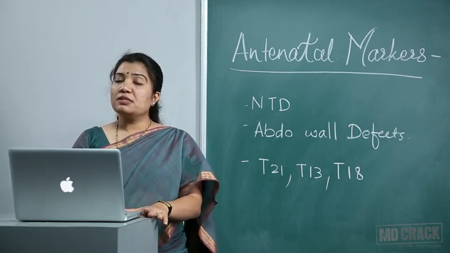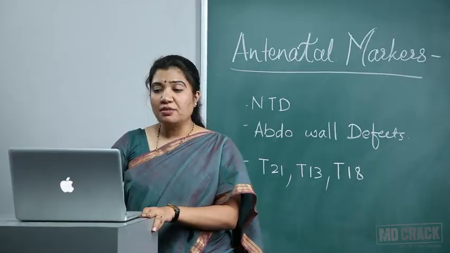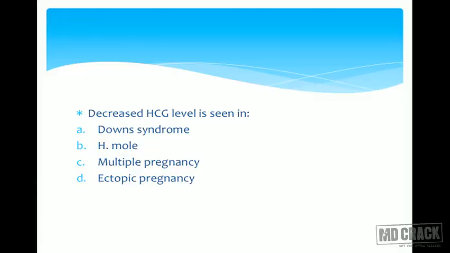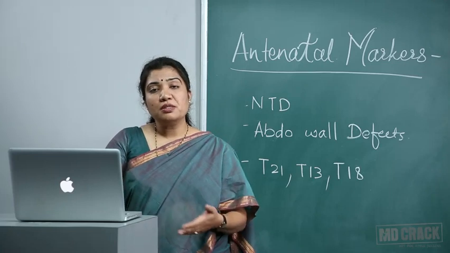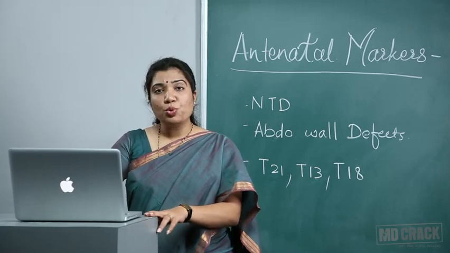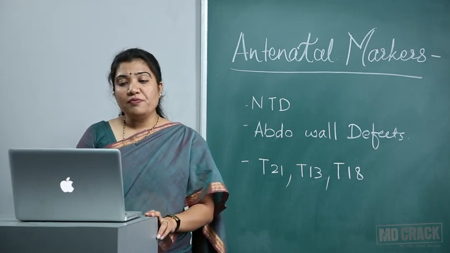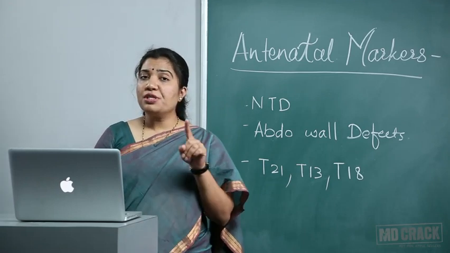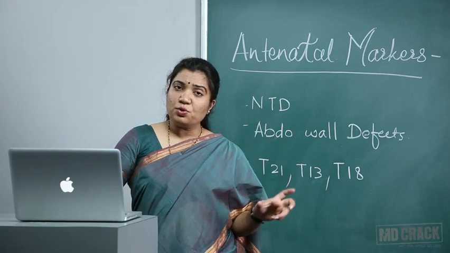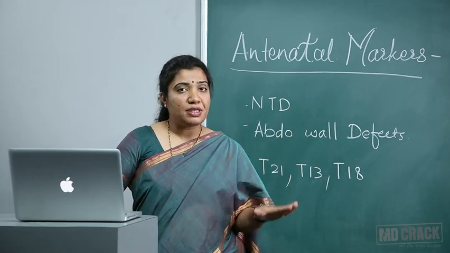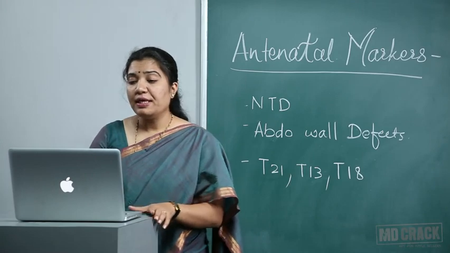Again, you have to remember this. A question may be asked that decreased level of beta HCG are seen in. The options given are Down syndrome, hydatidiform mole, multiple pregnancy, and ectopic pregnancy. So, what would be the answer? The answer is ectopic pregnancy. In multiple pregnancy, the levels will be high. In H-mole, the levels will be high. And even in Down syndrome, beta HCG levels are high. So in trisomy 21, MSAFP levels decrease, but beta HCG levels increase.